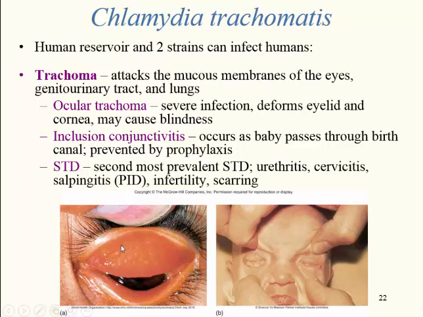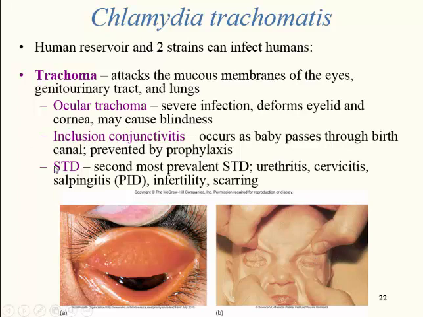An ocular trachoma is shown here, which can actually cause malformations and issues with the eye cavity and ultimately lead to blindness. You can also have conjunctivitis. As a baby is born to a mother who has chlamydia, it can end up causing a complete covering of the eye. That's shown here, the conjunctivitis.